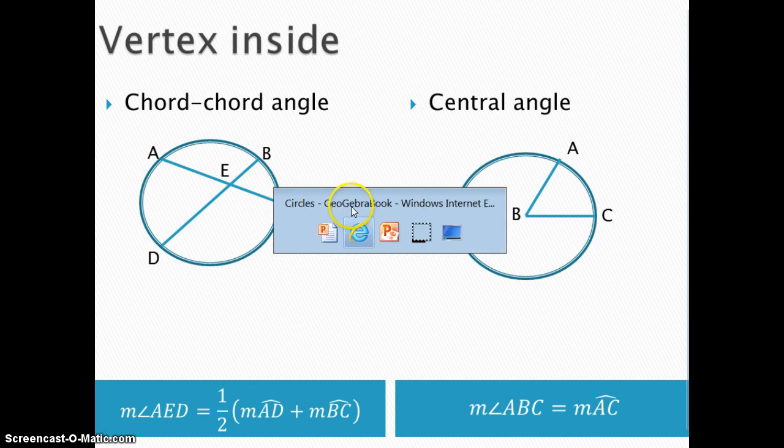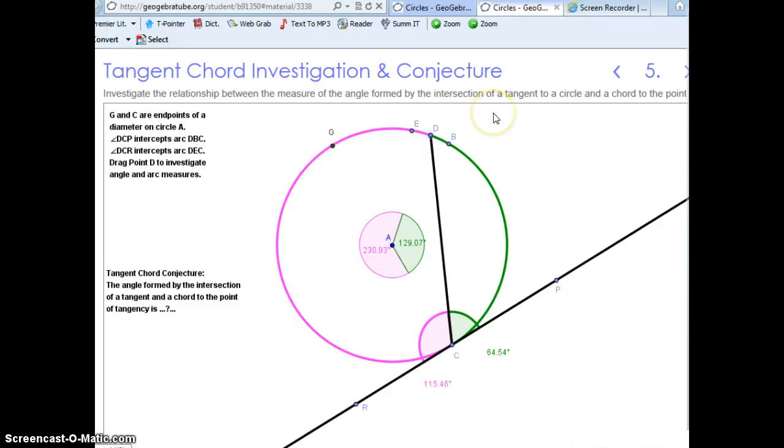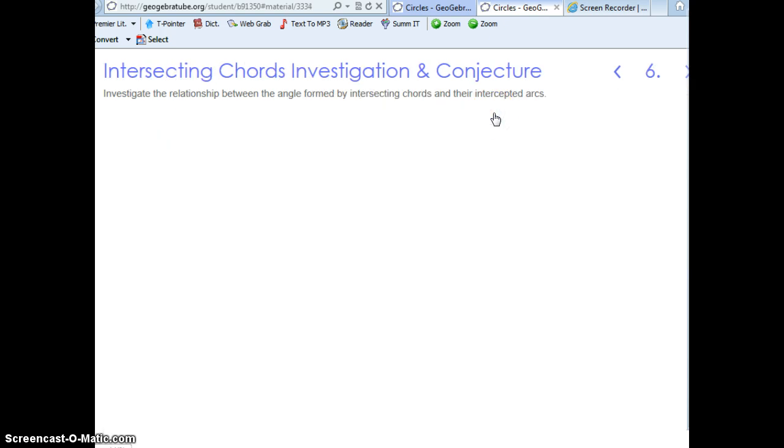Now we have a diagram for this one as well. Get to the right file. There we go. So for this one, we're again investigating what happens when we have the chords, what happens with the angles that are formed by that, and what's the relationship between the arcs that are formed by those chords. Once this loads up, we'll take a look at that relationship.